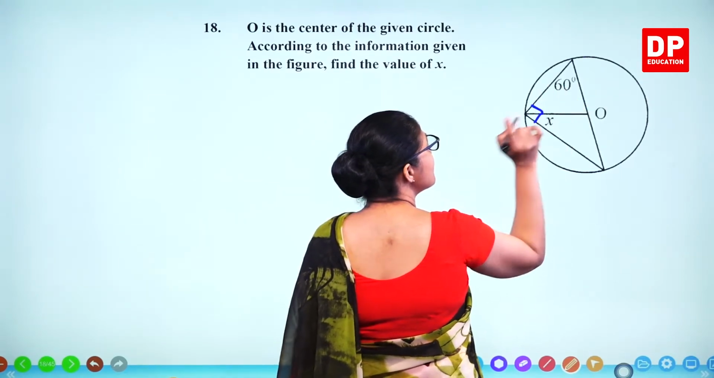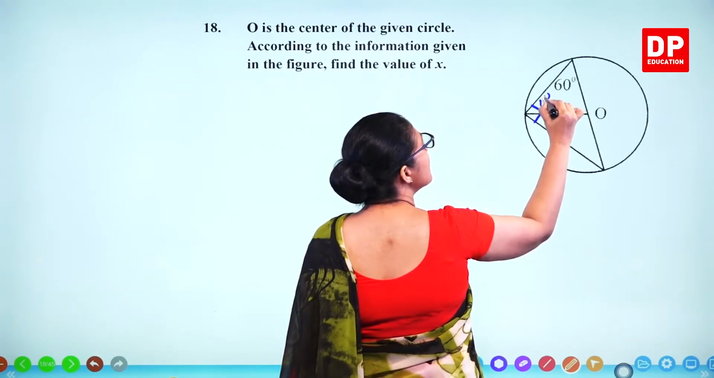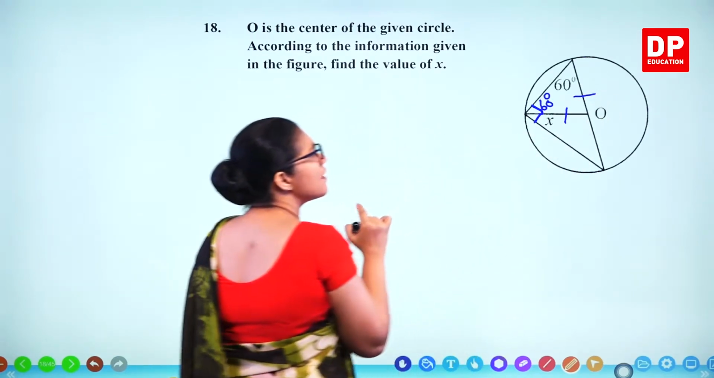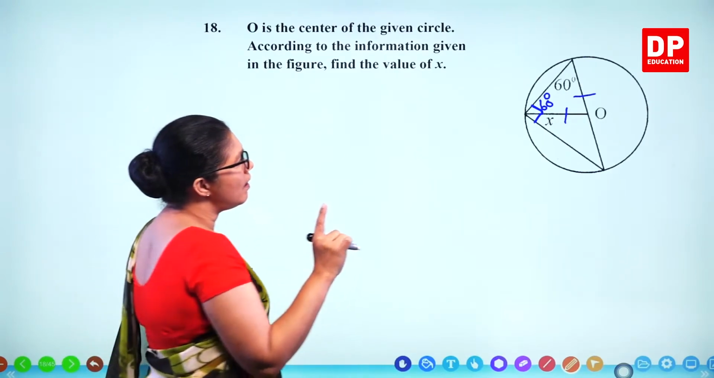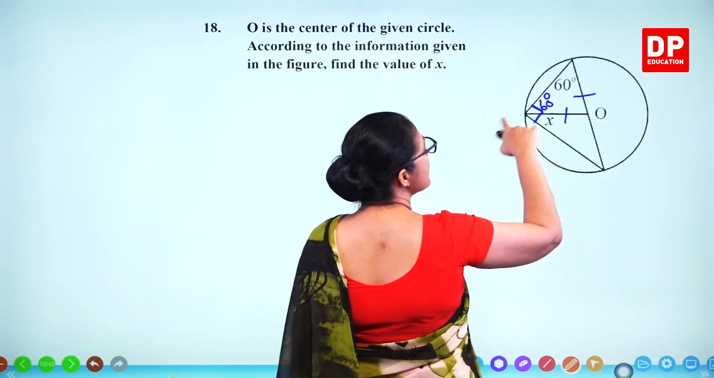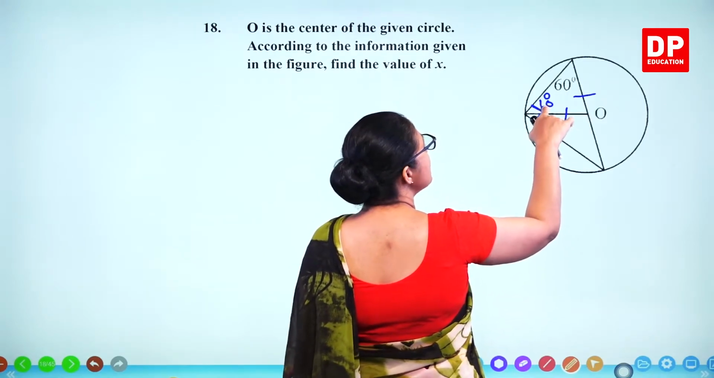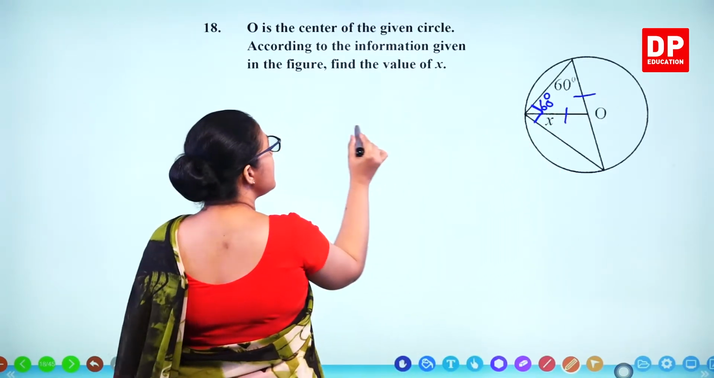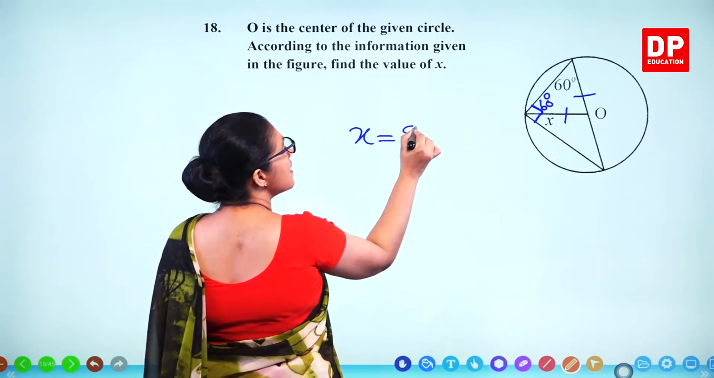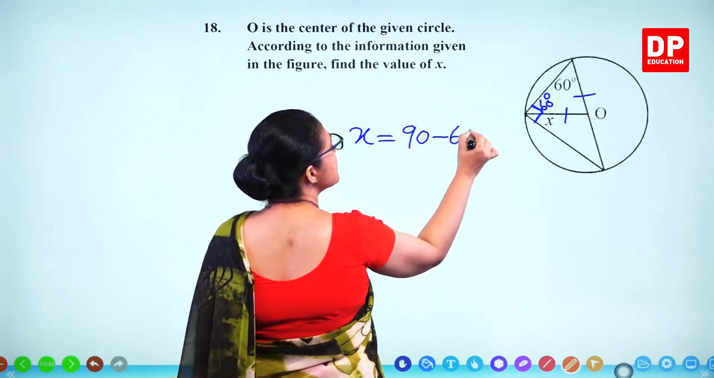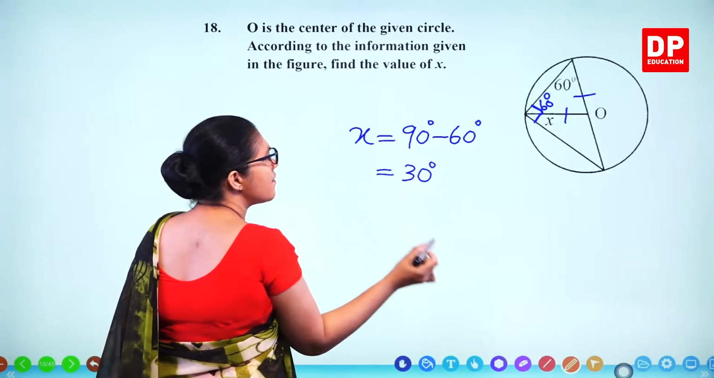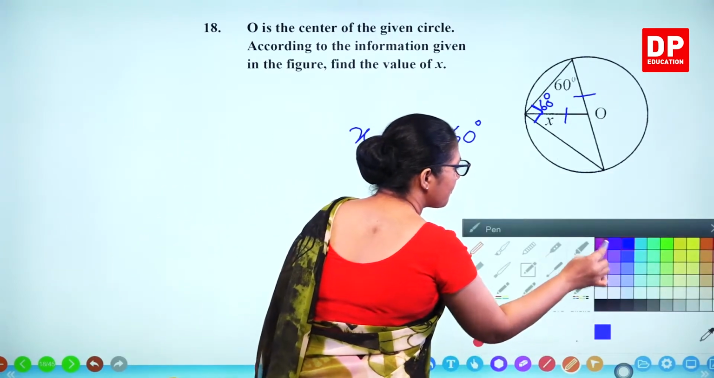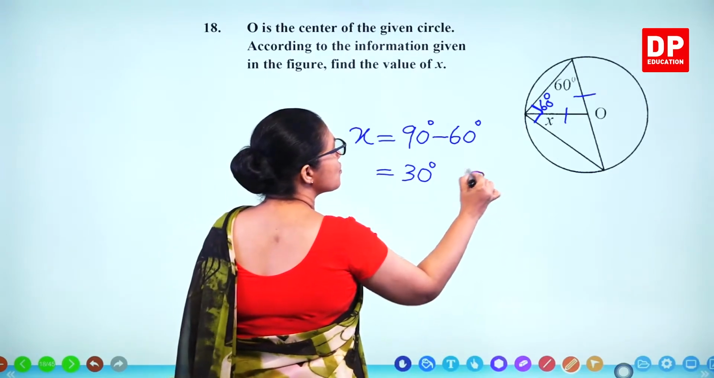So this becomes 60 and this is also 60. Can you see that? Because this length and this length both are equal. Isosceles triangle, angles are equal. Here opposite angles to the sides are equal. If this is 60 and the whole thing is 90, so what's x? 90 minus 60. You get 30 degrees. 2 marks for that.